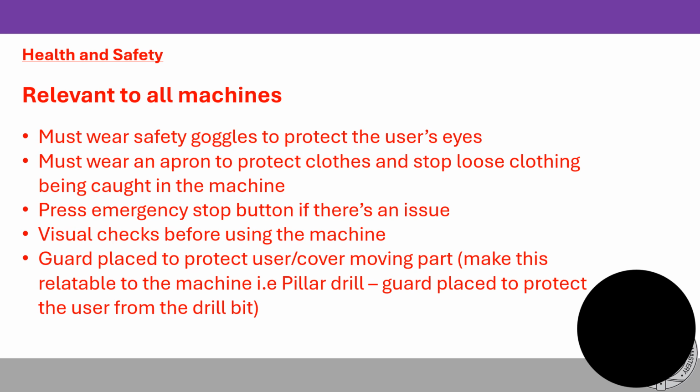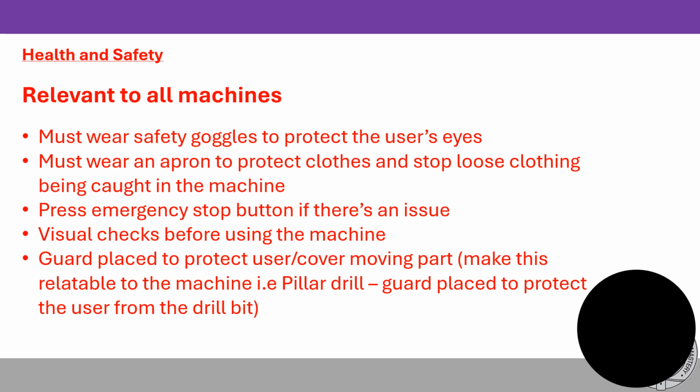Now with this, with health and safety, I have really diluted this and simmered this down to key things. So 2 things that we know at the Oldham Academy North is that we must wear safety goggles to protect our eyes whilst we're on the machine. That's number 1. So if you ever get a question about health and safety on the machine, that's number 1. Number 2, you must wear an apron to protect your clothes and to stop loose clothing from being caught in the machine. That's your number 2.